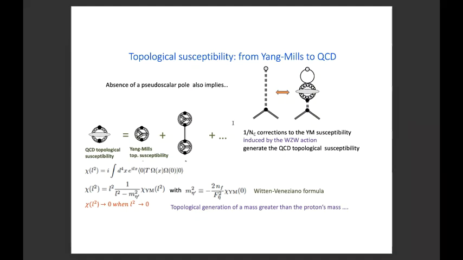So what this tells you is that even though the Yang-Mills topological susceptibility is very large, the QCD topological susceptibility is very small, because you can see when I take the limit L squared going to 0, this object goes to 0. Okay, so in the chiral limit, the QCD topological susceptibility is 0. So what you're seeing is how you can topologically generate a mass greater than that of the proton mass. The eta prime has a mass which is 957 MeV, so it's larger than the proton mass, and it's entirely due to topology. Okay, so that's sort of going to your point earlier.